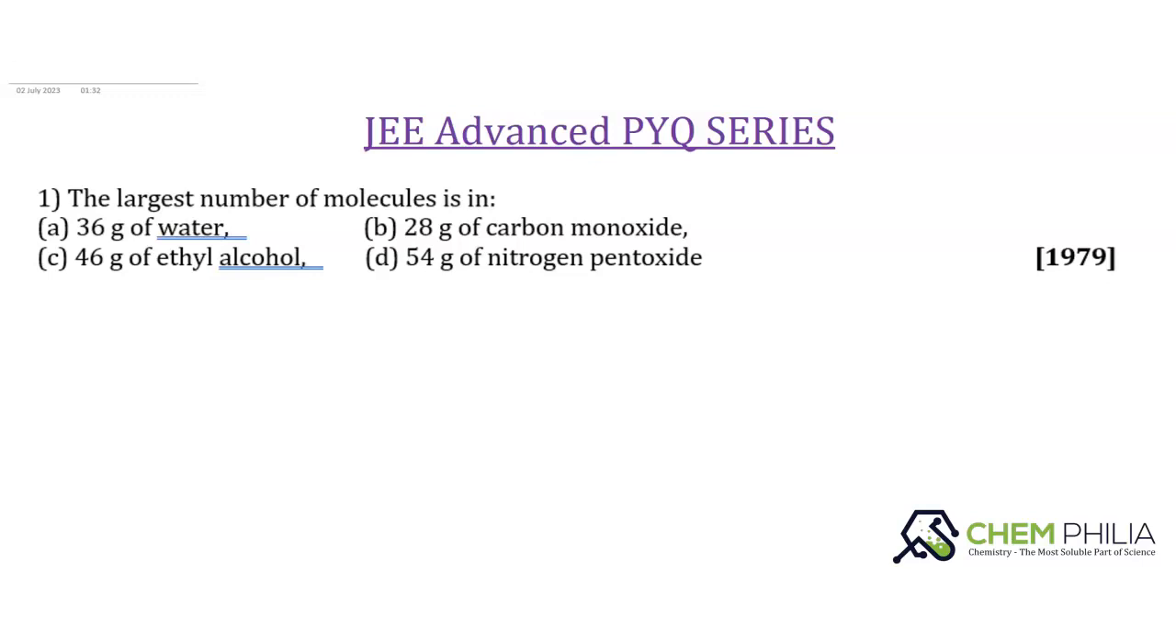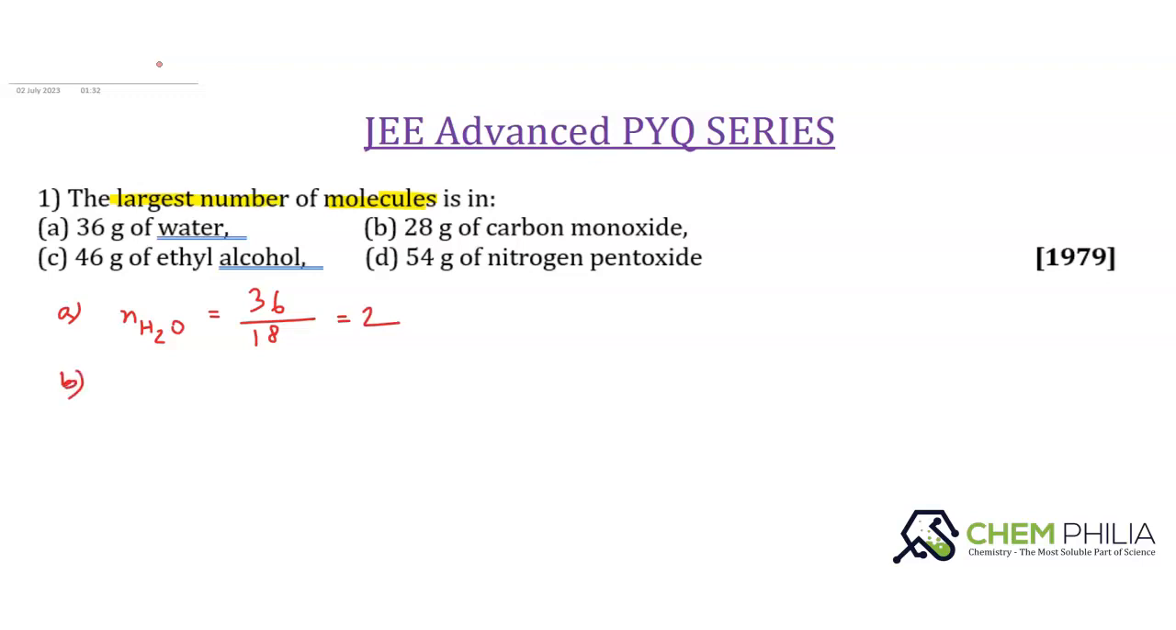Next, an MCQ. The question asks the largest number of molecules. The largest number of molecules is in, four options are given, right? So we have to find out the number of molecules and we have to compare them to see which one has the largest number of molecules. So this is a question which can easily be solved. First, let us calculate the number of moles of water. The mass given is 36 and water's molecular weight is 18. So it's 2.